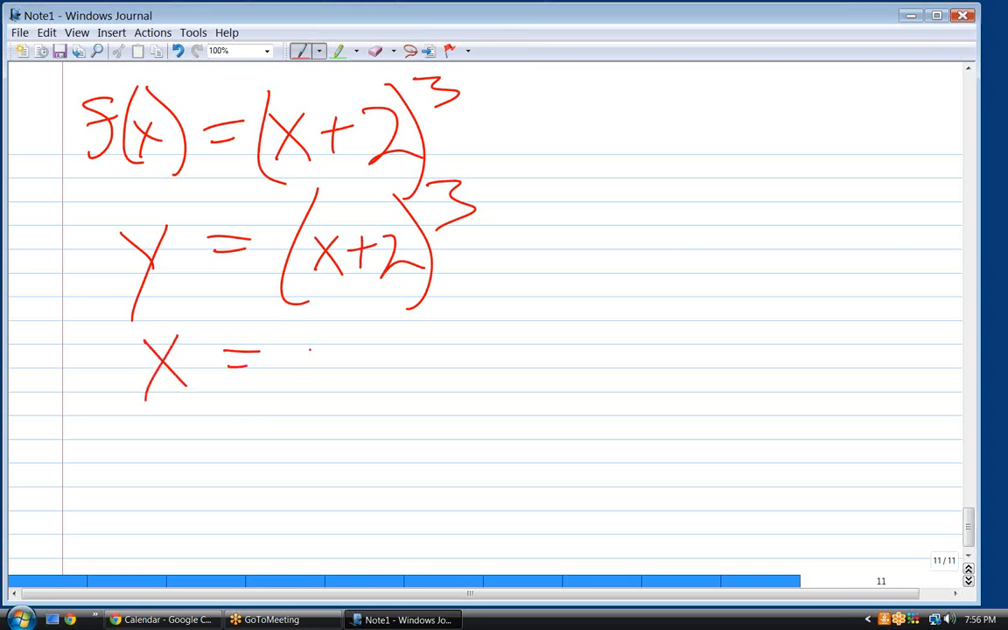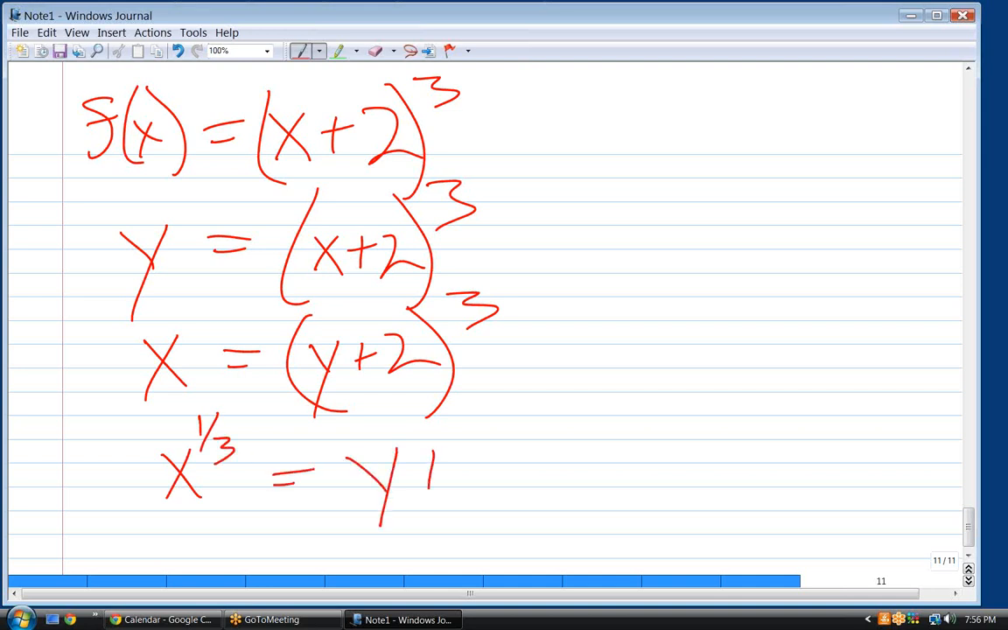I always switch the variables first. You can do it in either order, but I think it makes more sense in this order. Okay, how do I solve that for y? Take the cube root on both sides. Now I have x to the 1/3 equals y plus 2, and y equals x to the 1/3 minus 2. There's your inverse.